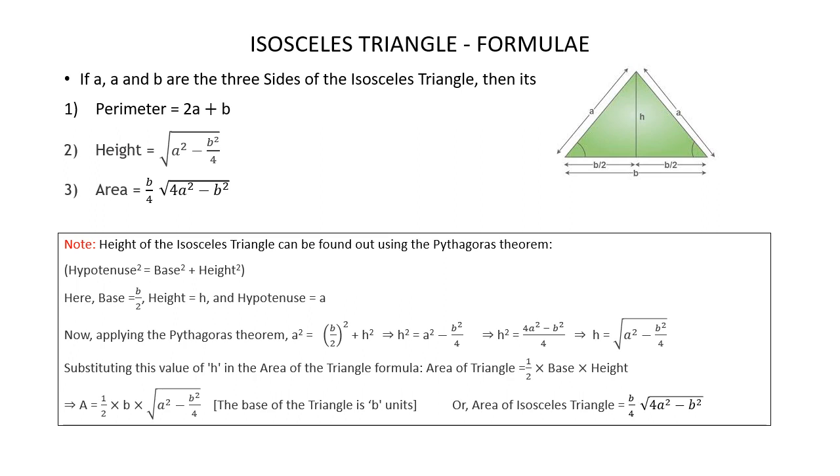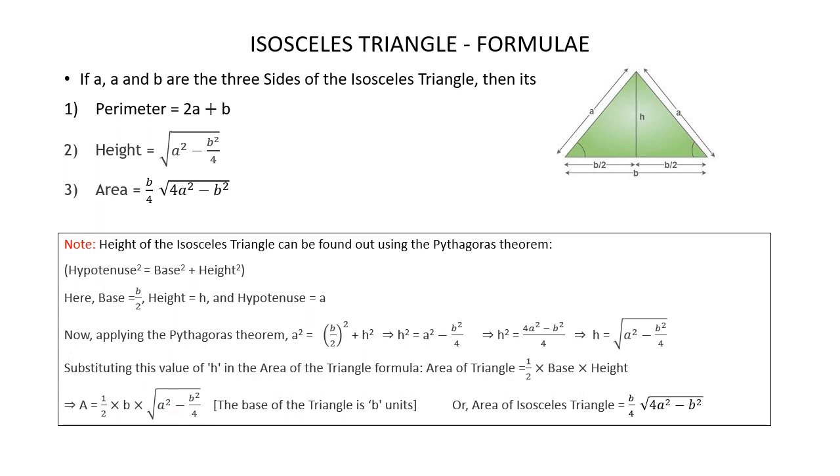of the isosceles triangle using the formula area of the triangle is equal to half multiplied by base multiplied by height. Now if you look at this isosceles triangle, you can see that the base is equal to b and height is equal to h. So now we have area of the triangle is equal to half multiplied by base, which is b, multiplied by height, which is square root of a squared minus b squared by 4.